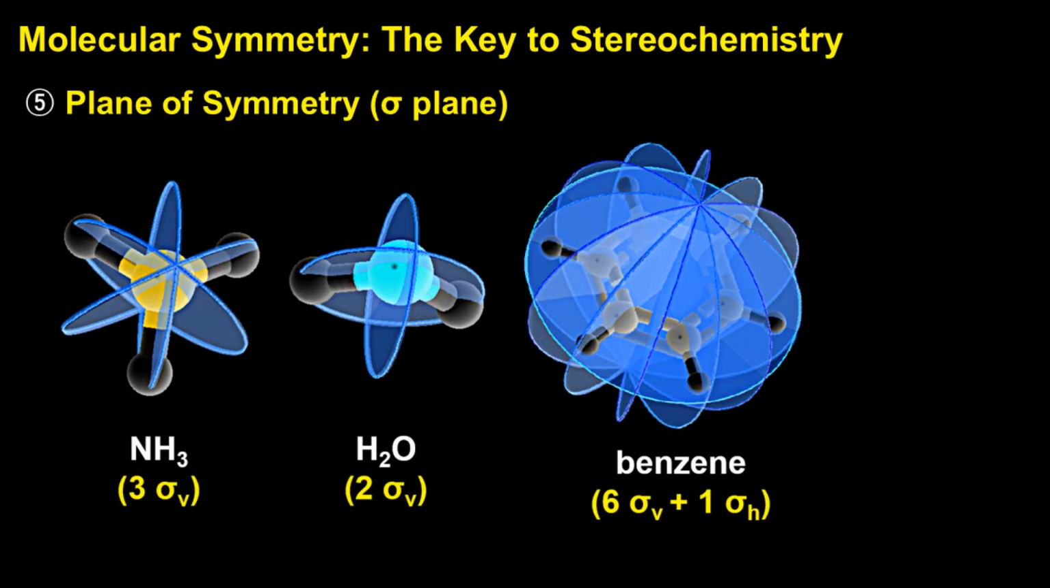Let's start with ammonia. It has a trigonal pyramidal shape, with nitrogen in the center and 3 hydrogen atoms forming a triangular base.